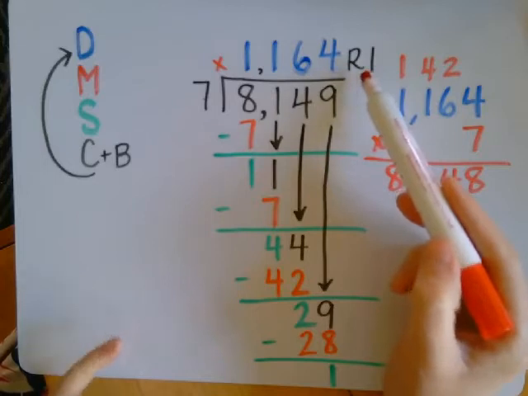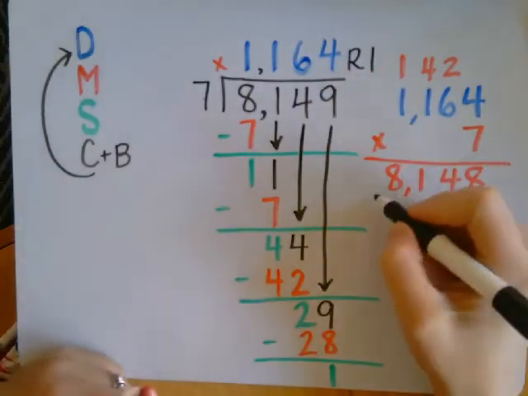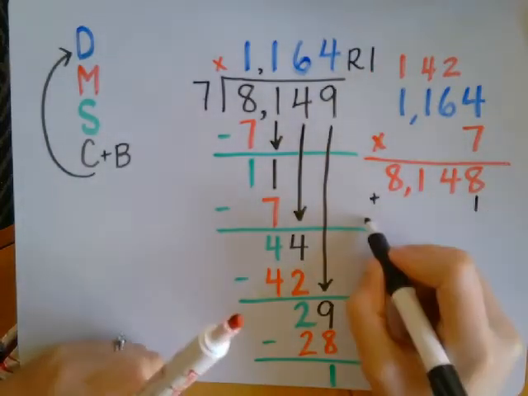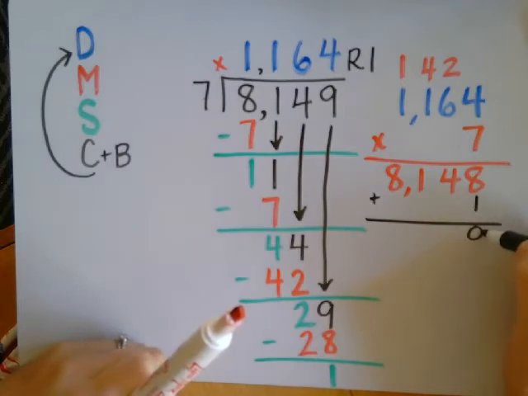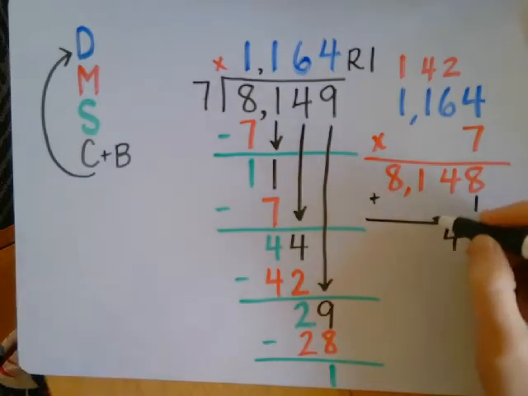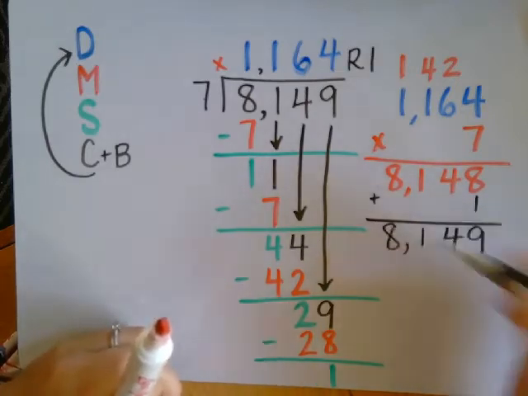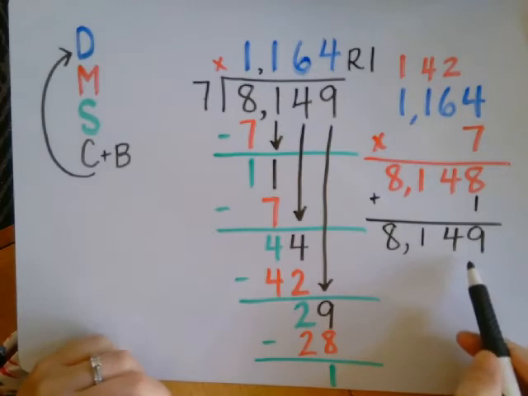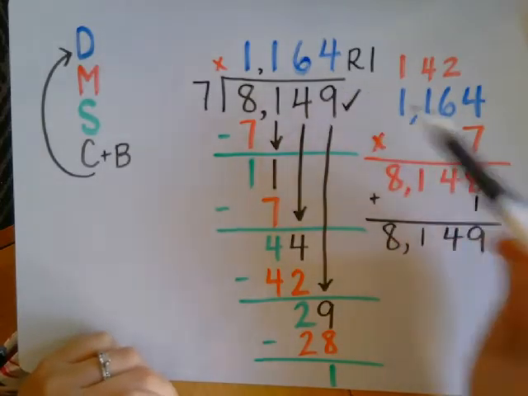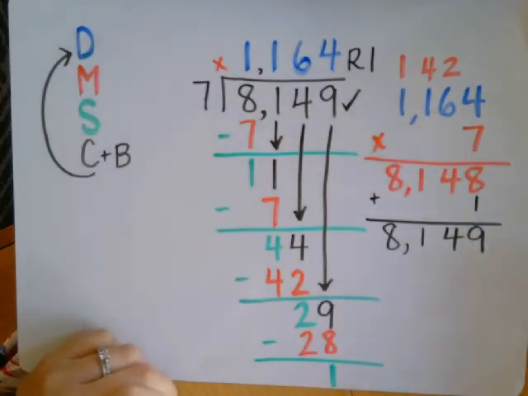Remember, the remainder we need to add back in. 8 plus 1 is 9. 4 plus nothing is 4. 1 plus nothing is 1. 8 plus nothing is still 8. So there's 8,149. It matches what we started with.